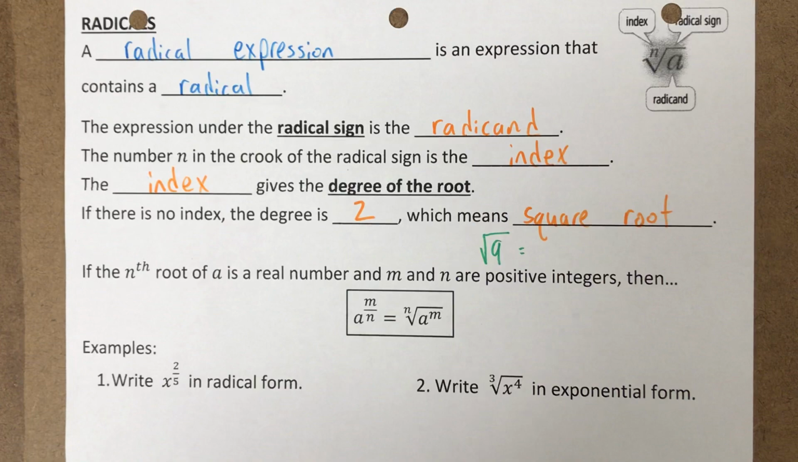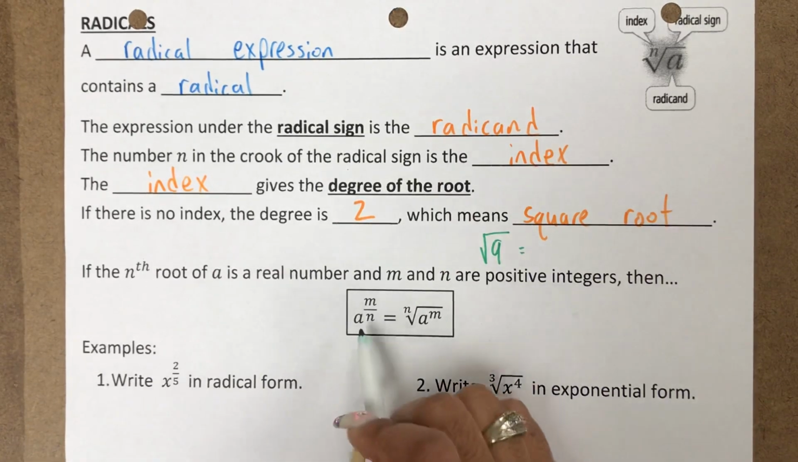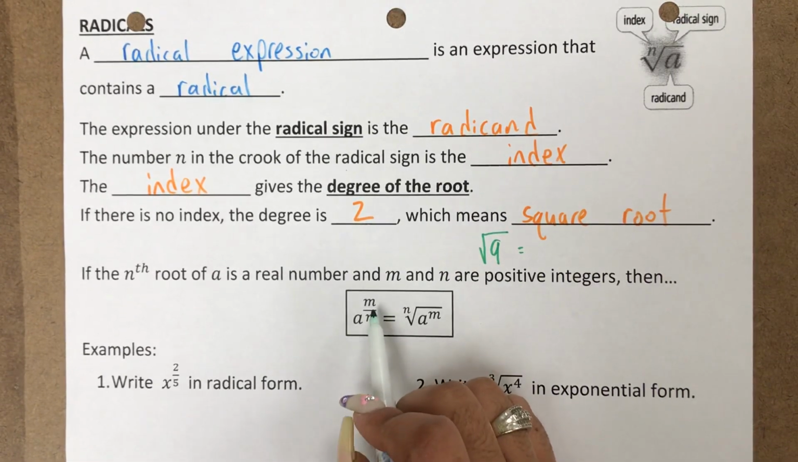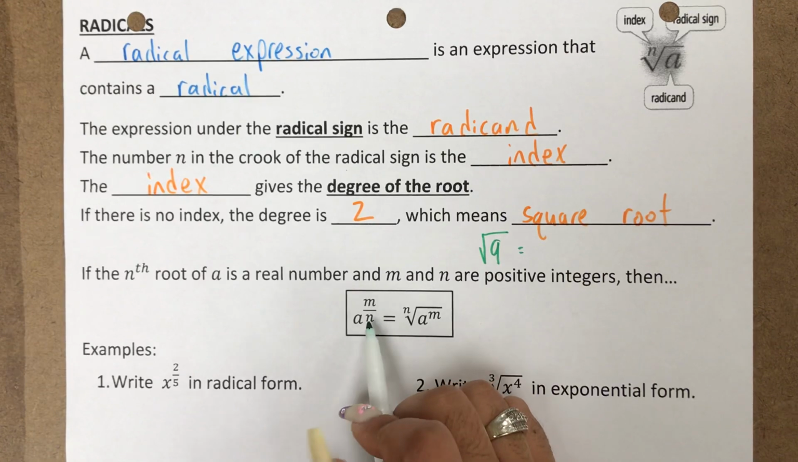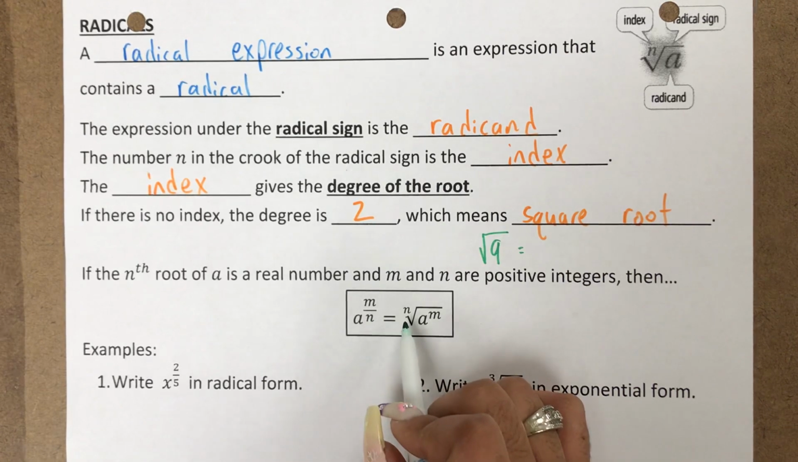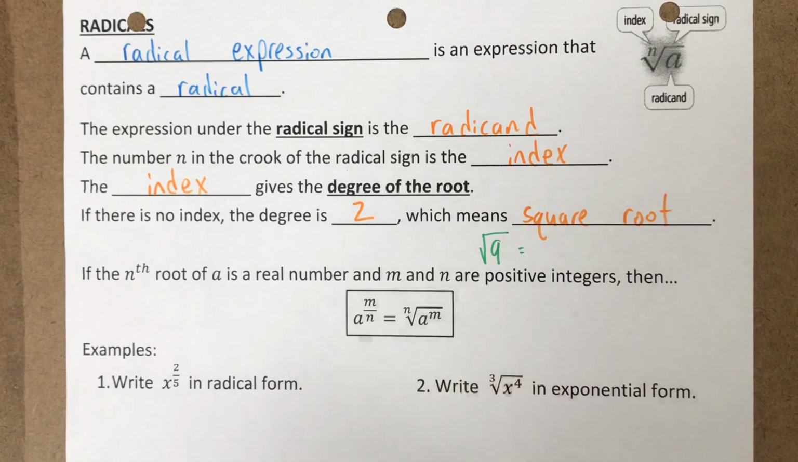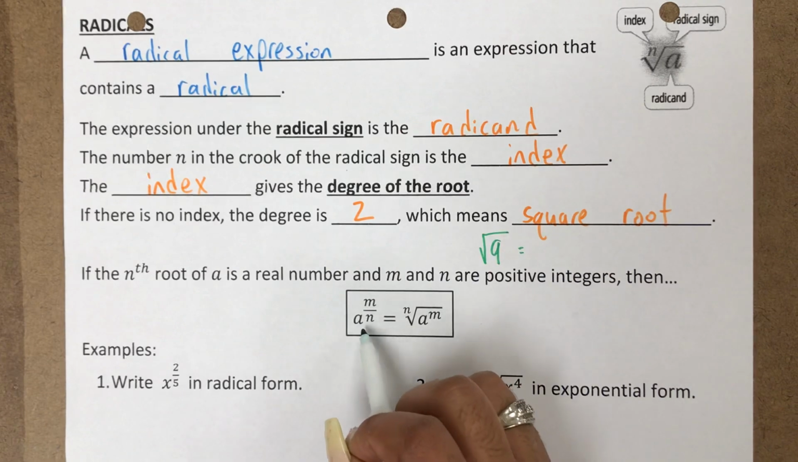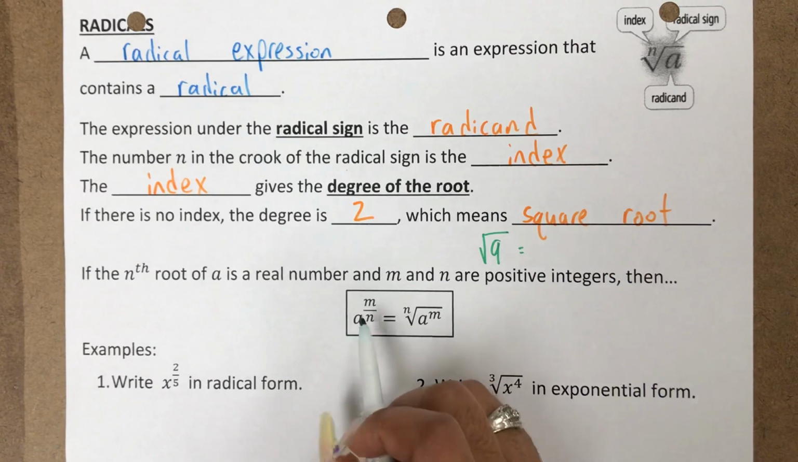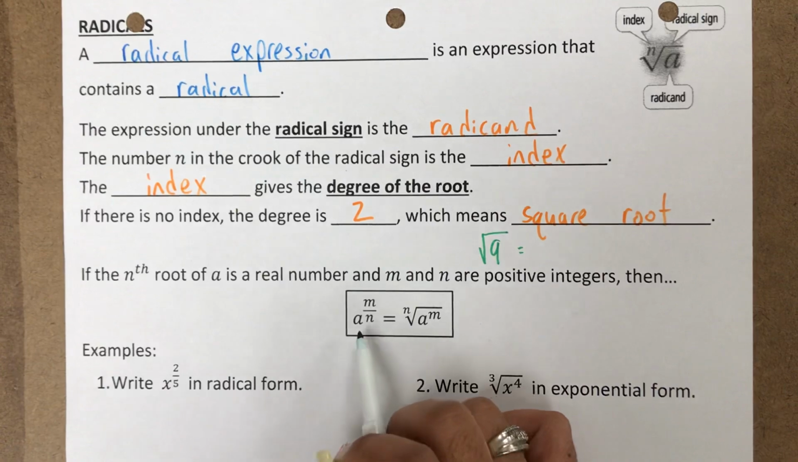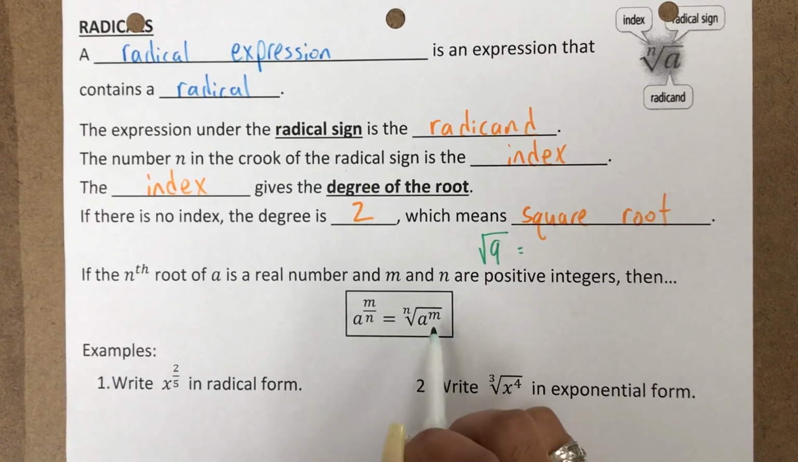If the nth root of a is a real number and m and n are positive integers, then a to the m over nth power equals the nth root of a to the m power. So last week we were going over exponents. Now we're going to go back and forth from exponential form to radical form.